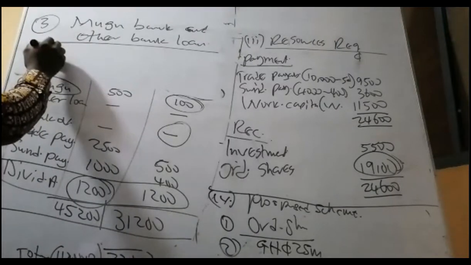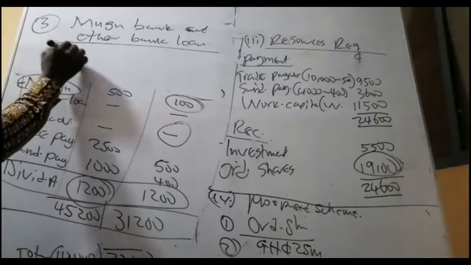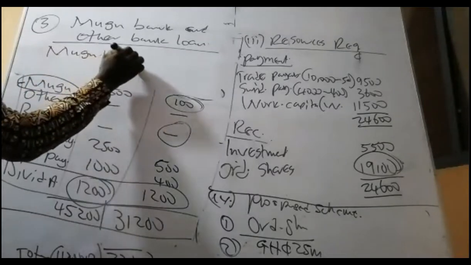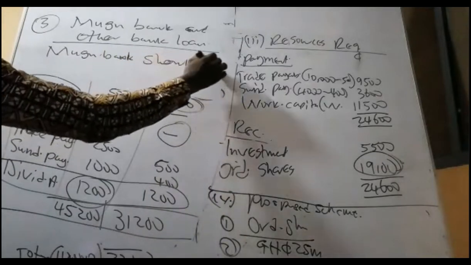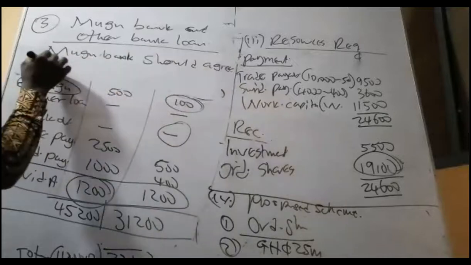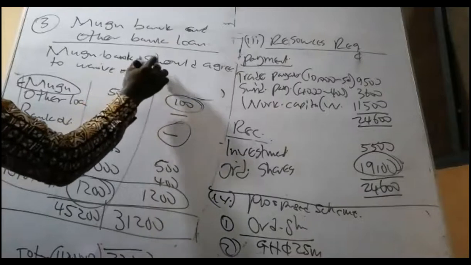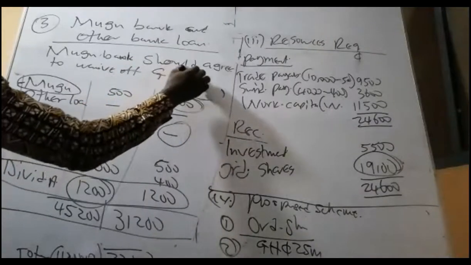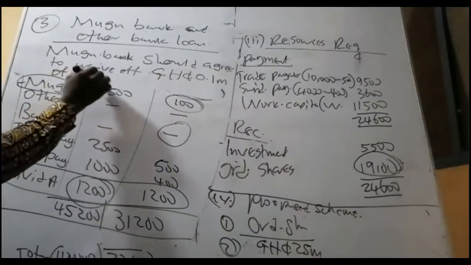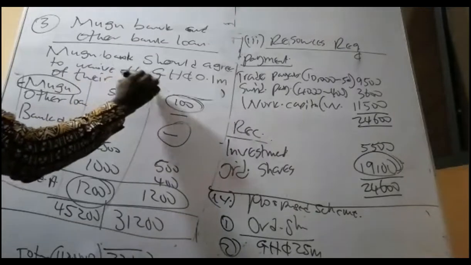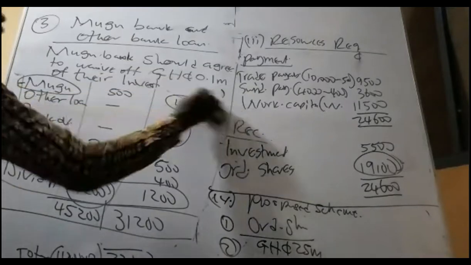So Mugu Bank should agree to waive 0.1 million Ghana cedis of their investments. Full stop. I'm done with Mugu Bank.